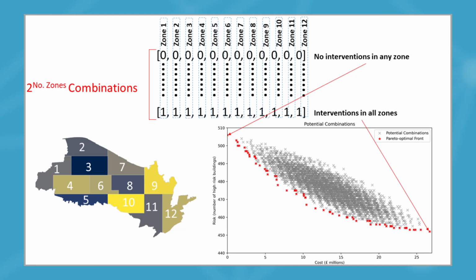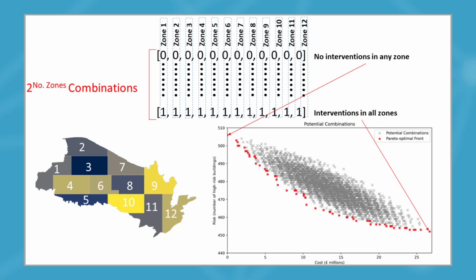When we have a 0, there is no intervention within the zone. So when you have 12 zones, the possible combinations that you get is 2 to the power of 12, so 4096. So basically, you need to run the hydrodynamic model 4096 times, and that takes quite a bit of time.